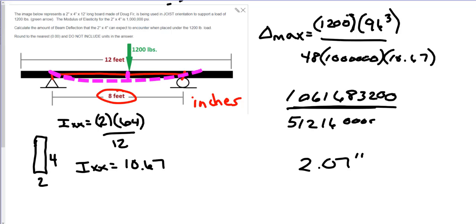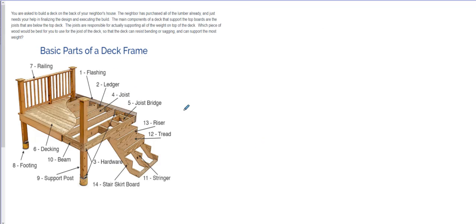Okay, next question. You are asked to build a deck in the back of your neighbor's house. The neighbor has purchased all of the lumber already and just needs your help in finalizing the design and executing the build. The main components of a deck that support the top boards are the joists that are below the top deck. They're responsible for supporting all of the weight on top of the deck. Which piece of wood would be best used for the joist of the deck?